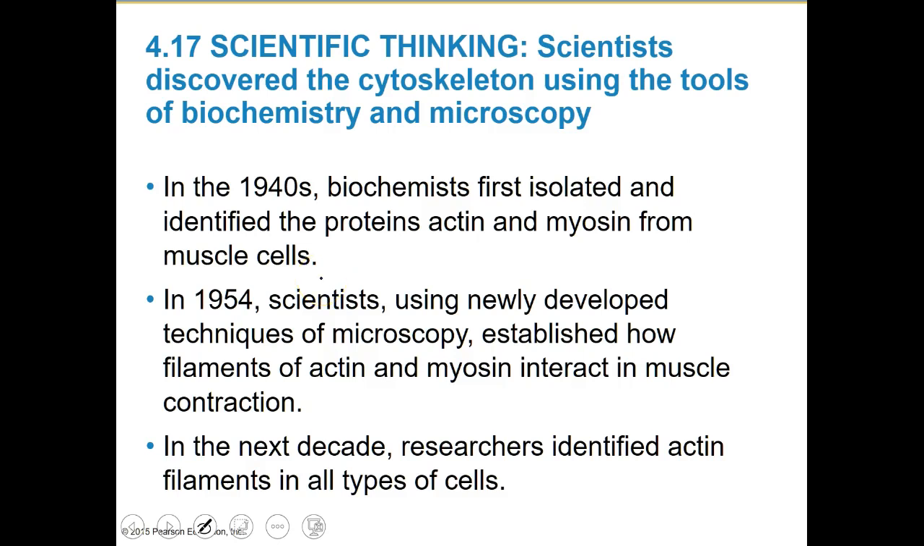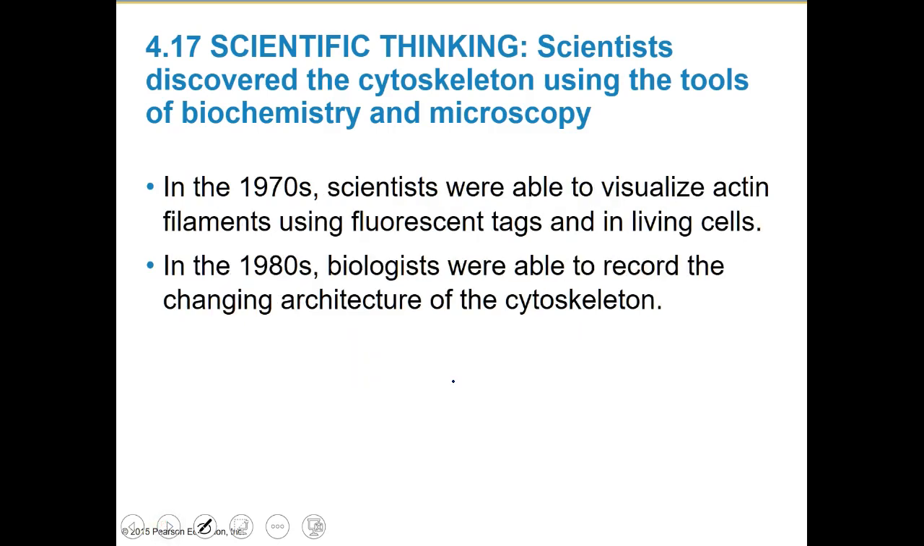In '54, scientists used some newly developed techniques from microscopy to establish how filaments of actin and myosin interact in muscle contraction. For the next decade, they researched the actin filaments in various types of cells. In the 70s, they were actually able to visualize it using some cool fluorescent tags. And then in the 80s, biologists were able to record the changing architecture of the cytoskeleton.